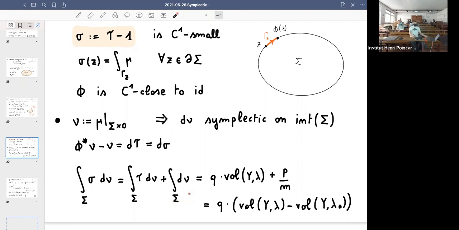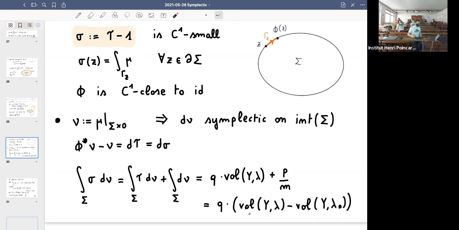And the second integral by Stokes is just the integral of nu on the boundary, which is the period of the periodic orbit gamma, except that sigma covers the periodic orbit gamma p times. So this integral gives us the number of sheets p multiplied by the period, which was 1 over m. And now this p over m is nothing but the volume times q. So conclusion, the integral of this function sigma is q times the difference between the volume measured with lambda and the volume measured with the Besse form lambda 0.